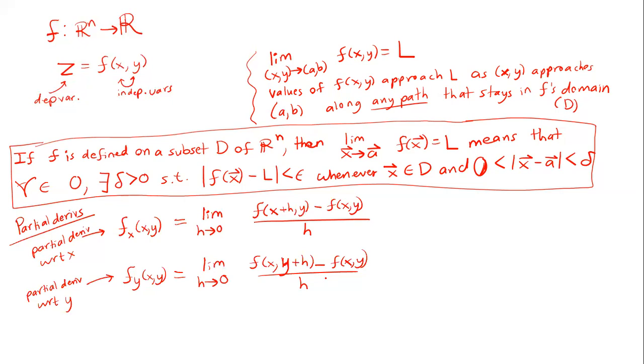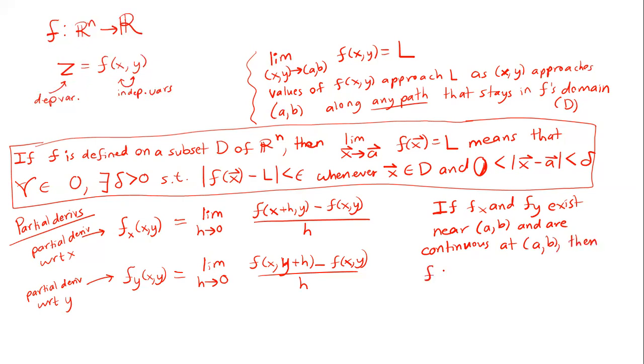And so when we say that something is differentiable, it's about whether or not the partial derivatives exist and are continuous. So here, if fx and fy exist near a point AB and are continuous there, then f is differentiable at AB.